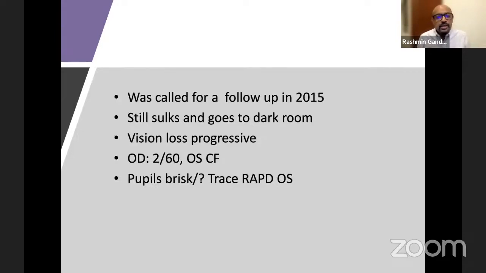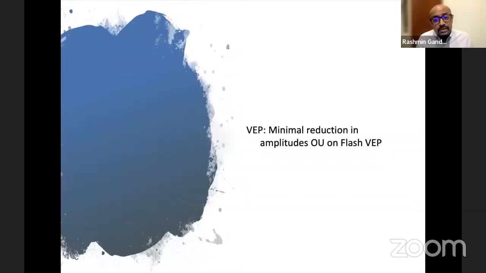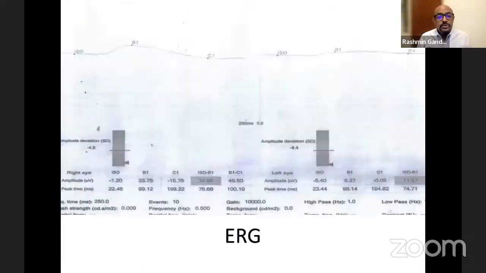So she came back in 2015. Her visual acuity actually was still the same. And her husband said that she still just likes to stay in a dark room. Pupils were brisk. At this point, we thought maybe we saw a RAPD. We did the VEP, and VEP actually showed a little bit of reduction in amplitude on flash VEP. However, now, as you can see here, the ERG had a maximal effect. The ERG waveforms had diminished by now.